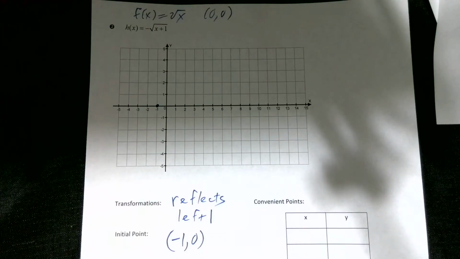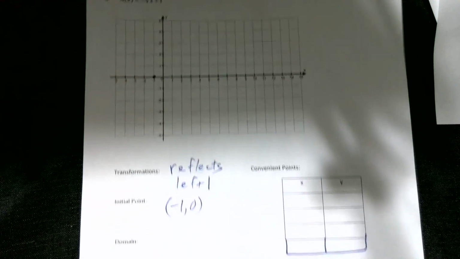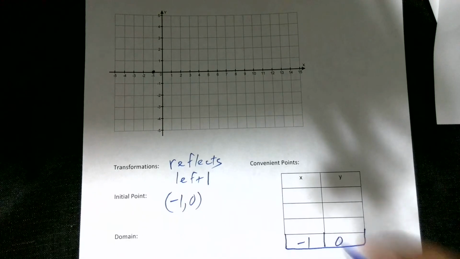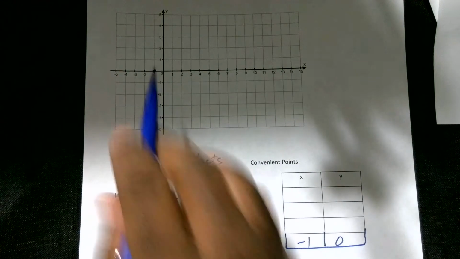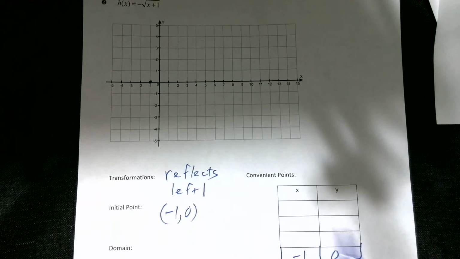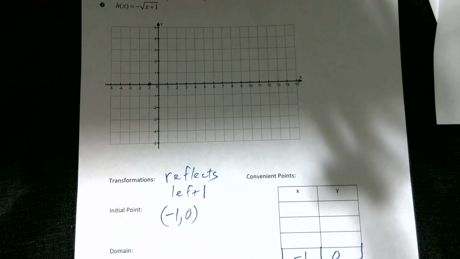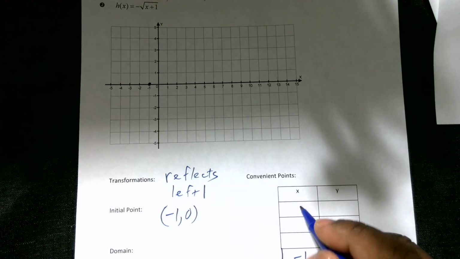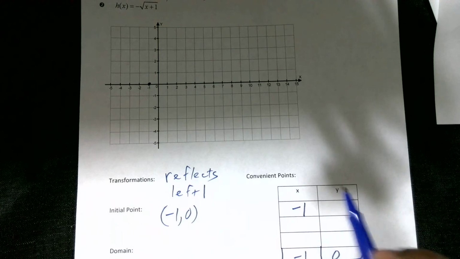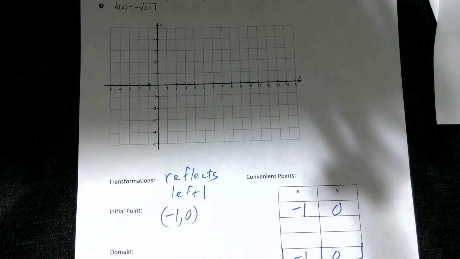Now again, I would draw another column here, and I would make this (-1, 0), just to initiate the point that we've already graphed. And now I'll look for other points here. Now, under this radical, we have x plus 1. So we could start off, let's just do negative 1 for x, and then negative 1 plus 1 is 0. Square root of 0 is 0.